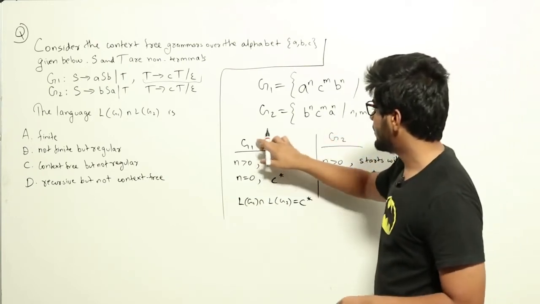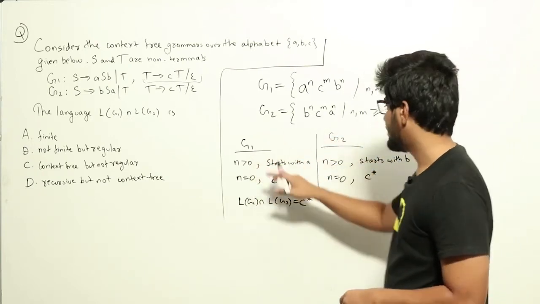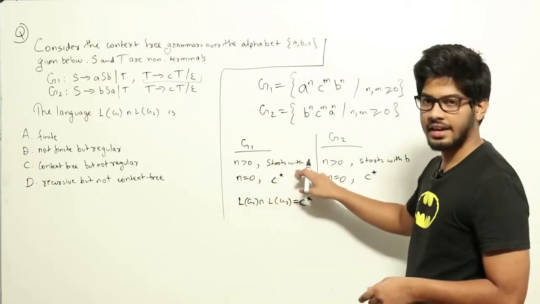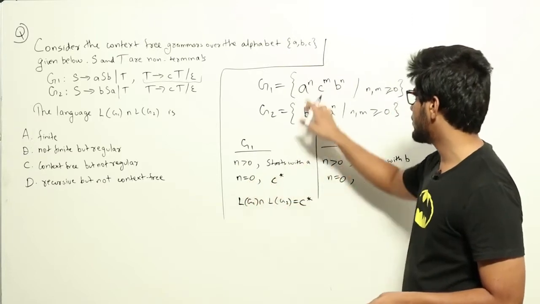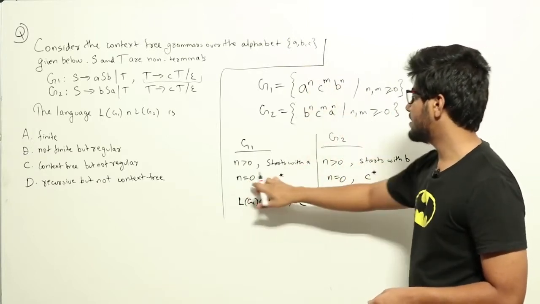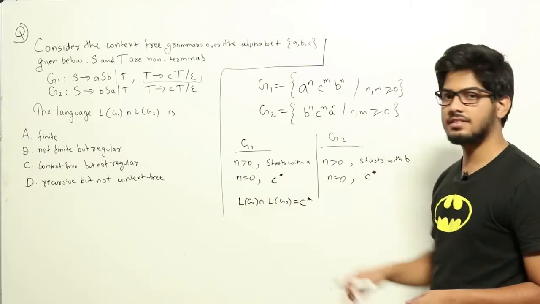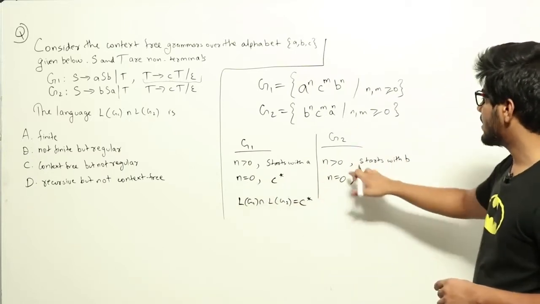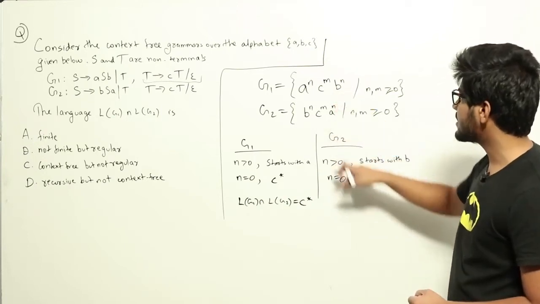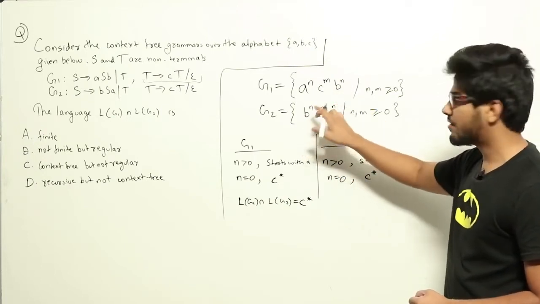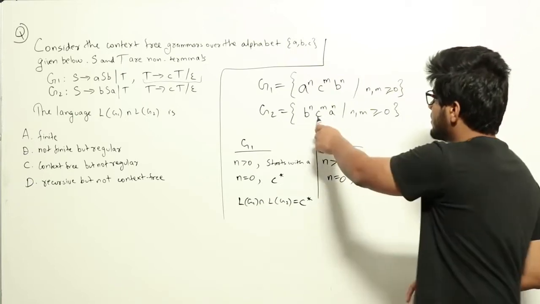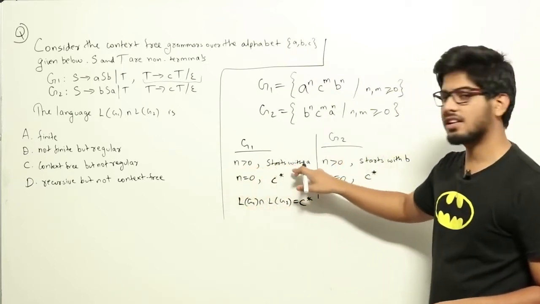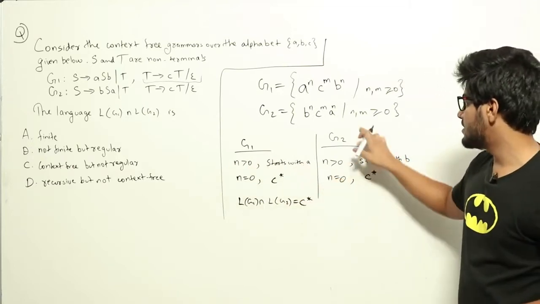Now, G1 generates two types of strings here. If N is greater than 0, it generates strings starting with A. And if N is equal to 0, it will generate C star, that is 0 or more C's. Similarly, in G2, if N is greater than 0, it generates strings that start with B. And if N is equal to 0, it will generate C star. For N greater than 0, strings starting with A, there is not even a single string in G2 starting with A.